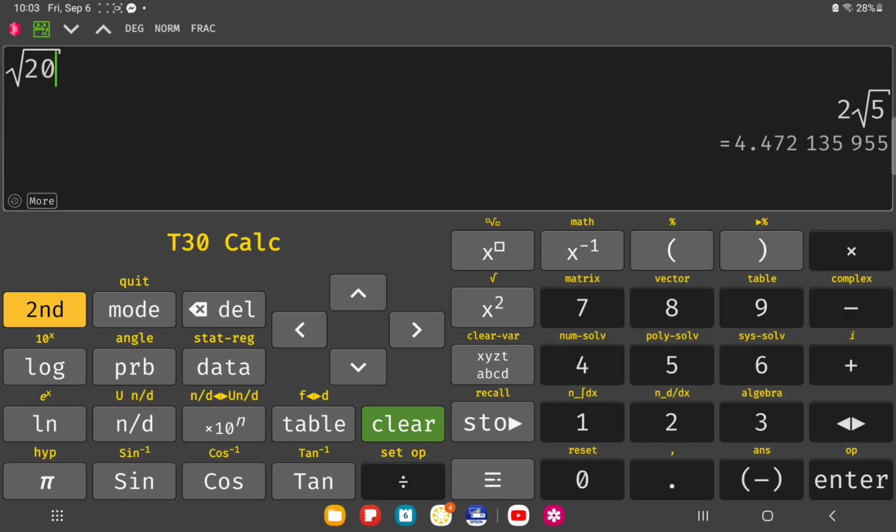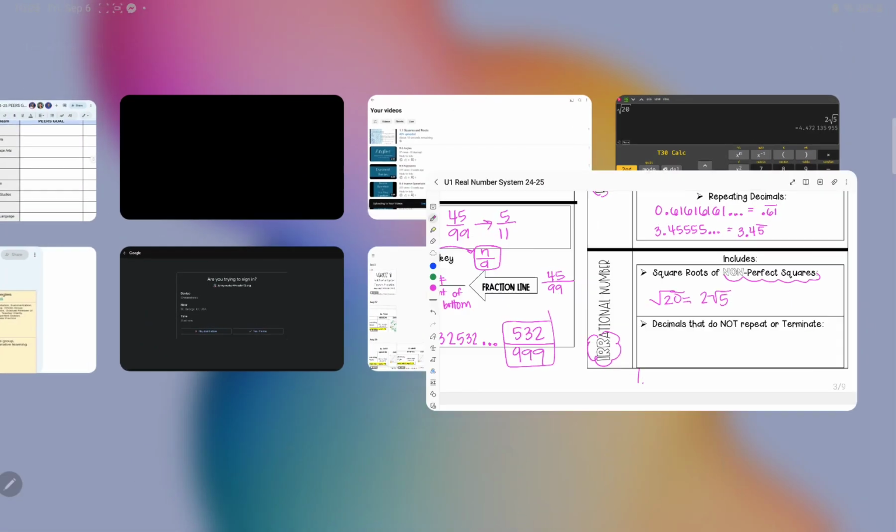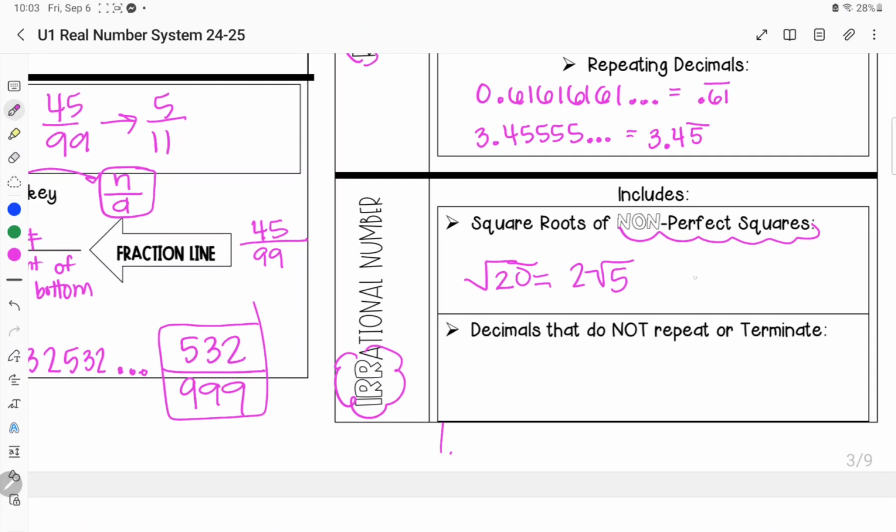So if I read this, I'd go 4.472135955. We can see this is not repeating. So anytime you do it, if it's non-perfect, meaning it comes out as the radical, it is a non-perfect square. So that makes it irrational because it didn't come out as that pretty whole number. Now these ones are the ones that tend to get the most mixed up.